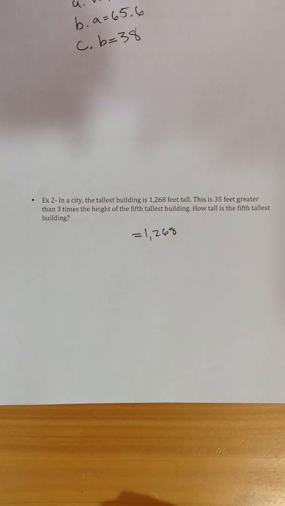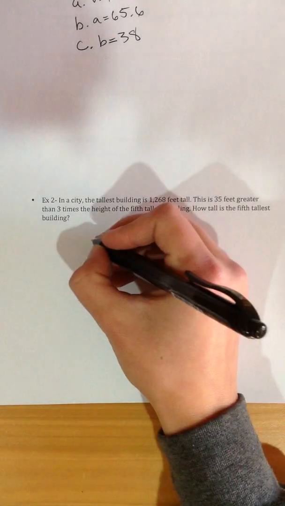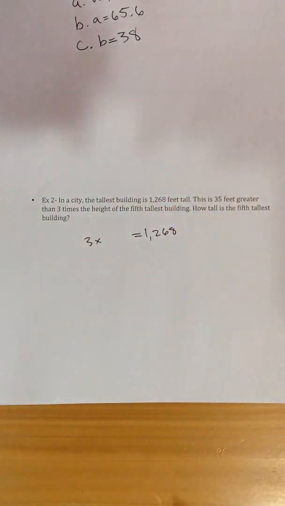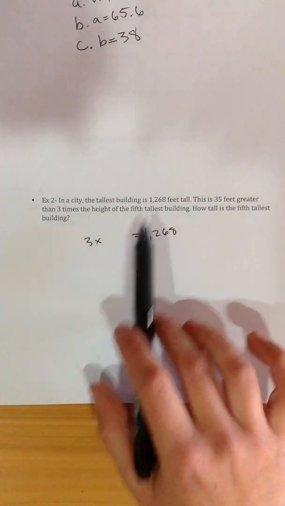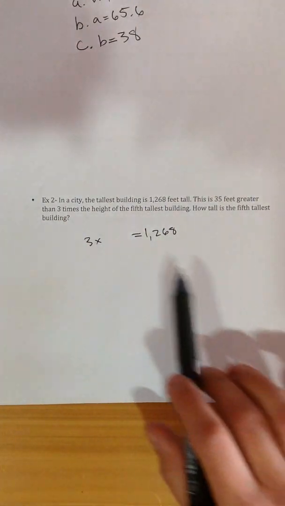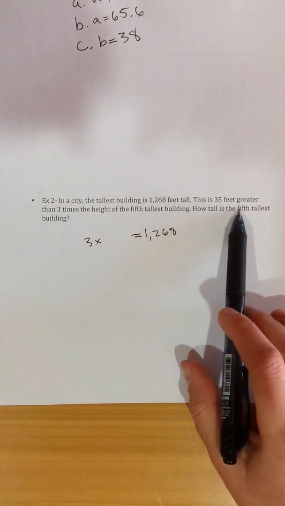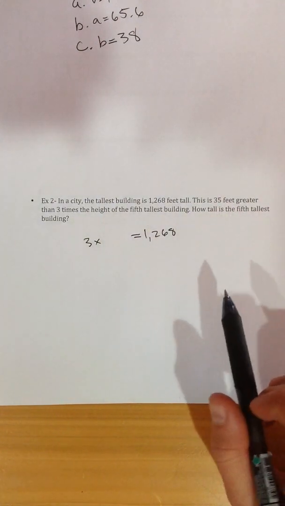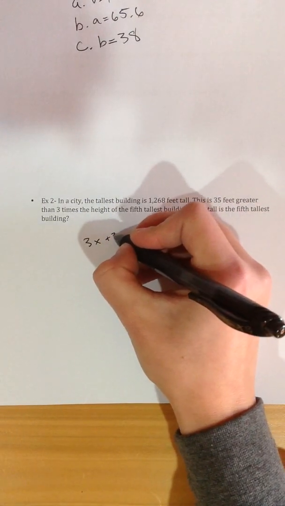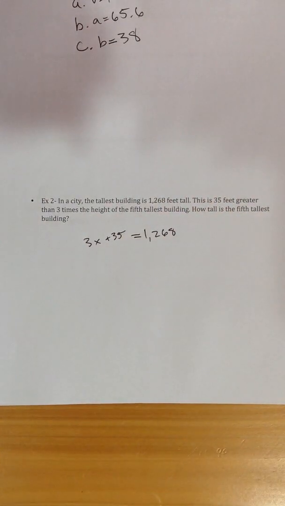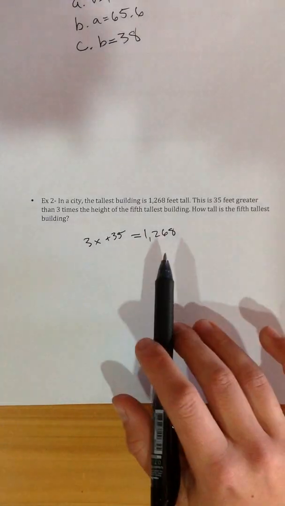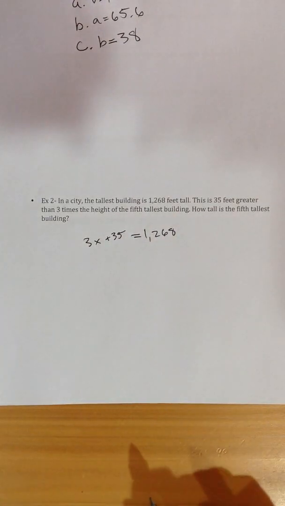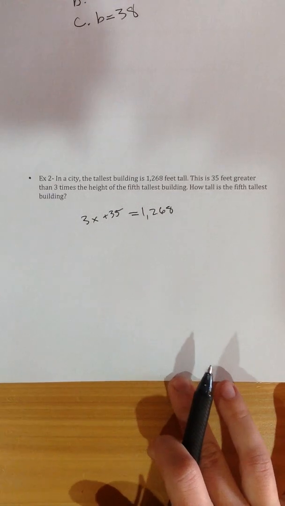So what I'm going to do is take my 5th tallest building and make that a variable like an x. I'm going to take 3 times that variable, so 3 times x, because it's 3 times the 5th tallest building, and that's our x. And then I also want 35 feet greater than that. So if I'm doing greater, that would be like addition. So if I take 3 times whatever my 5th tallest building's height is, and then add 35 to that, that should give me my tallest building. So that's the equation set up.